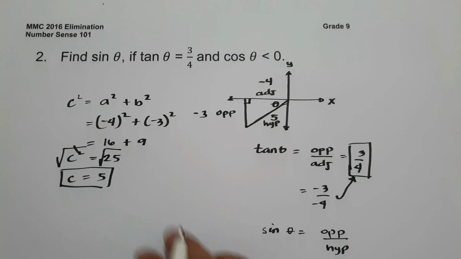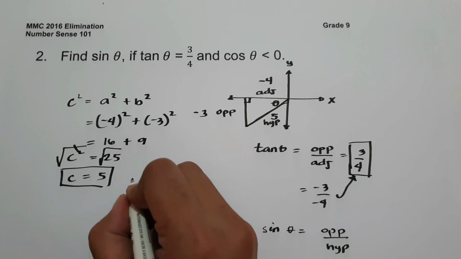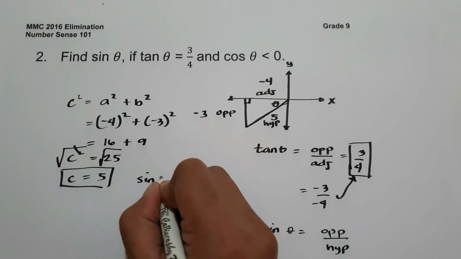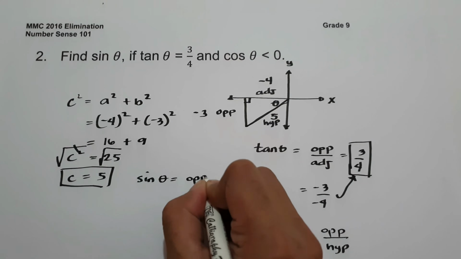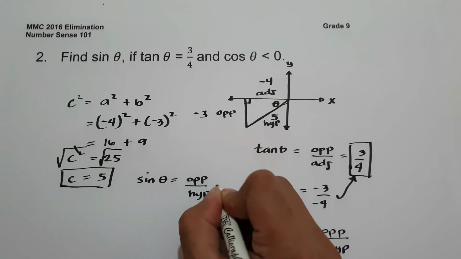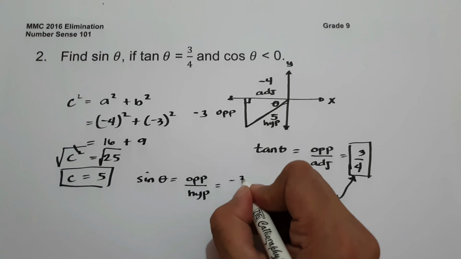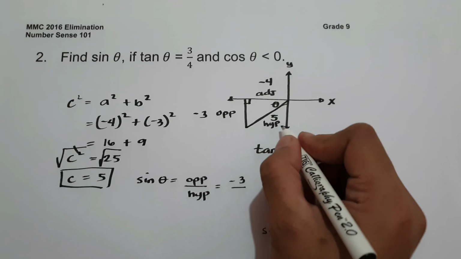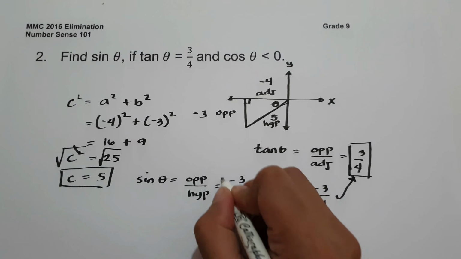Now, we are going to find sine theta. Since sine theta is opposite over hypotenuse, the opposite side is negative 3, and the hypotenuse is 5. And this will be our answer.